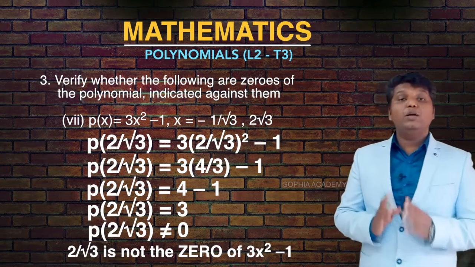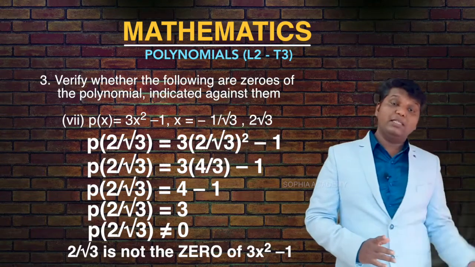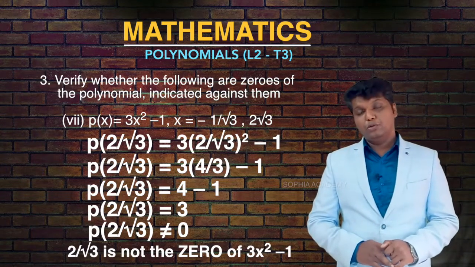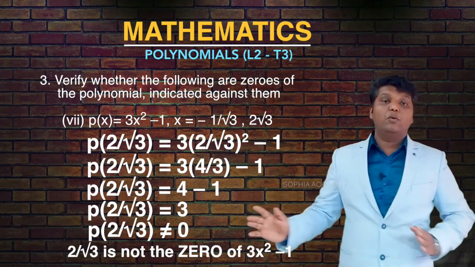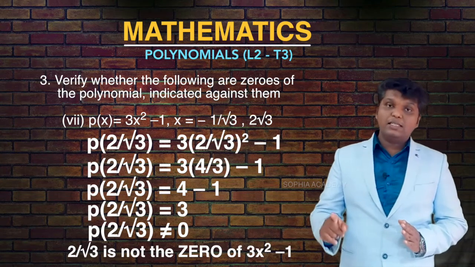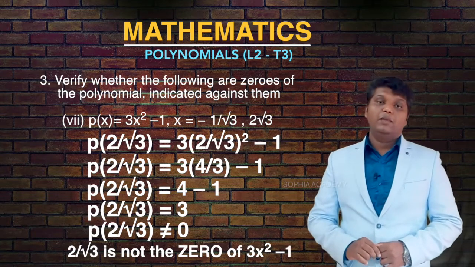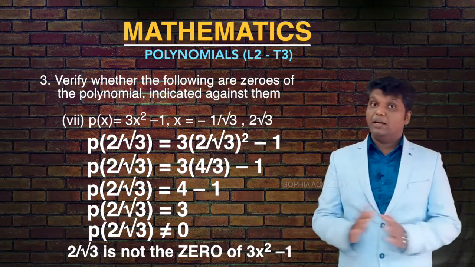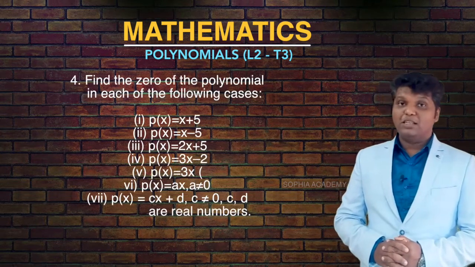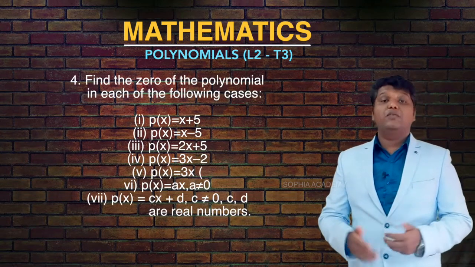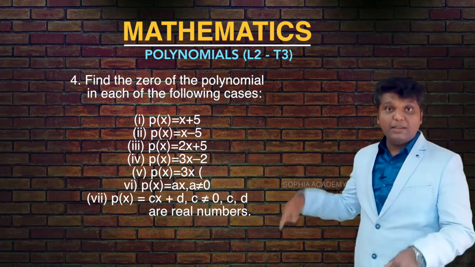So whenever you want to check whether a given solution or a given 0 is an original 0 of the given polynomial, what you have to do? You have to find p of that given number and find the solution. And if the solution is 0, then we will say yeah, it's the root. And if the solution is not 0, then we will say no, it is not the 0, or it's not the root. Like that we can conclude. Now next question, main question number 4. Find the zeros in each of the case. So now a 0 was given and we were checking whether it is a 0 or not.